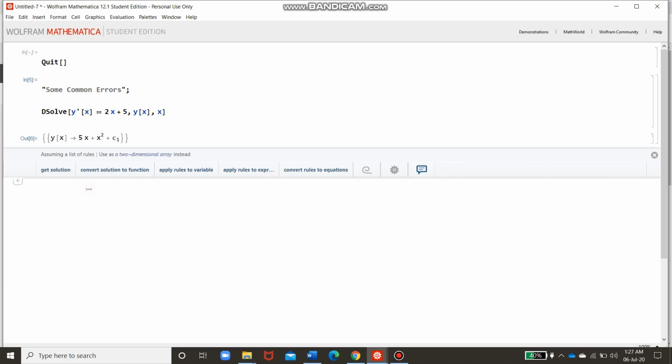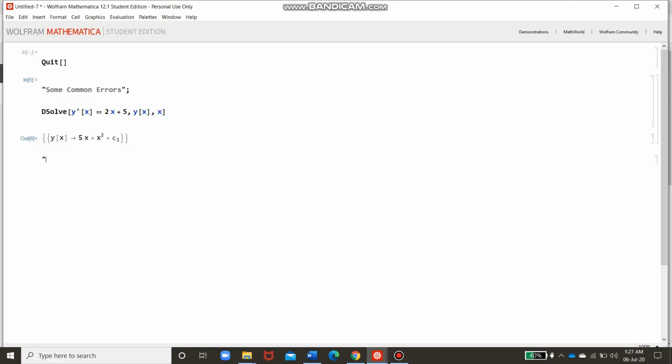So a common mistake is, instead of using capital D, capital S in DSolve, if in any case we miss the caps that are needed in DSolve, we can tend to get an error. So please make sure that while you're doing this, you use capital D, capital S for DSolve.